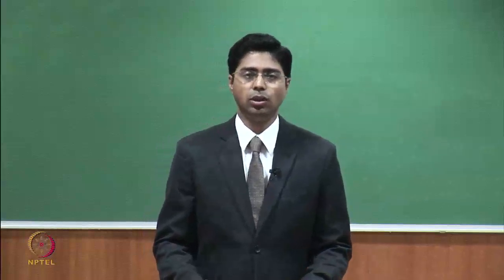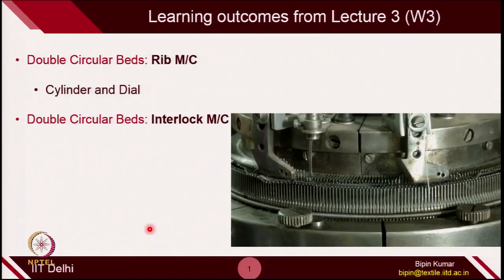Now, let us see what we are going to cover in this lecture. Our main focus is double circular beds. We are still continuing with the production of double jersey fabrics which requires two beds. We have seen the flat category, now we are going to move towards the circular category and create double jersey fabrics. The first machine which we are going to learn in this lecture is the rib machine.